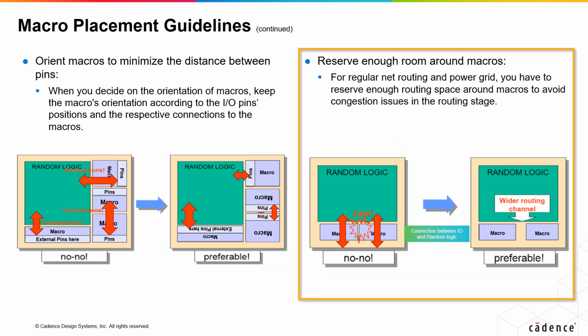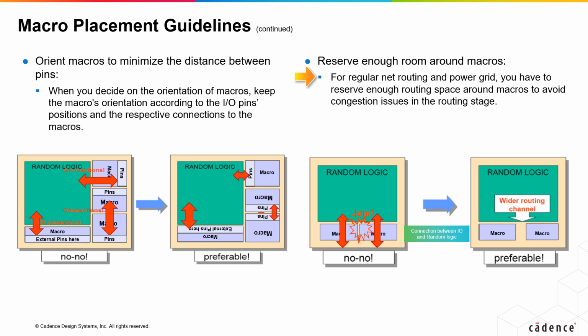The fourth guideline is to reserve enough room around macros for regular net routing and power grid. You have to reserve enough routing space around macros to avoid congestion issues in the routing stage, as you can see in the picture.